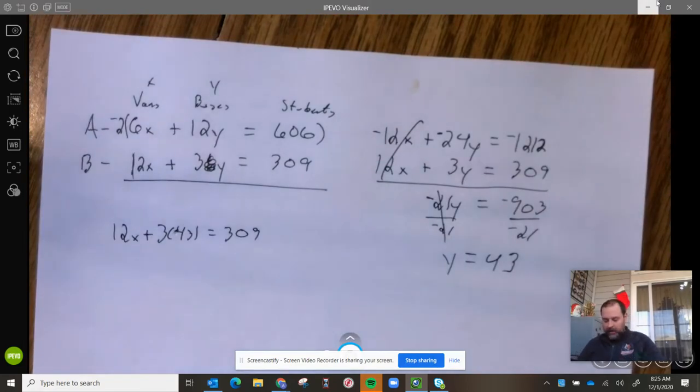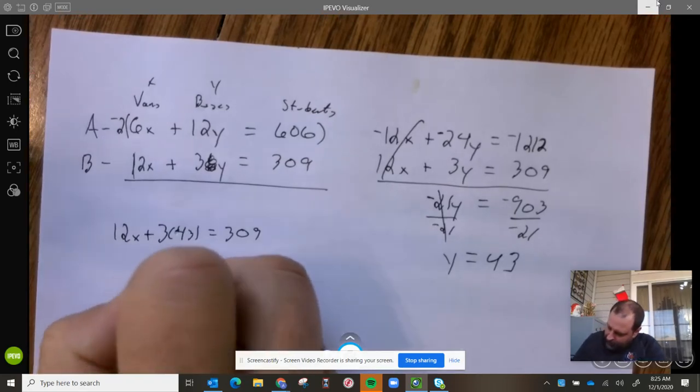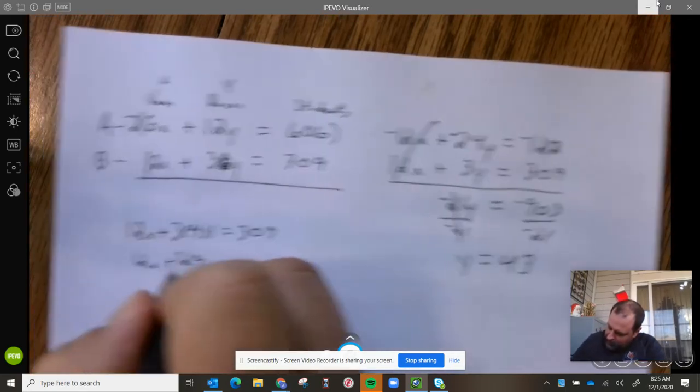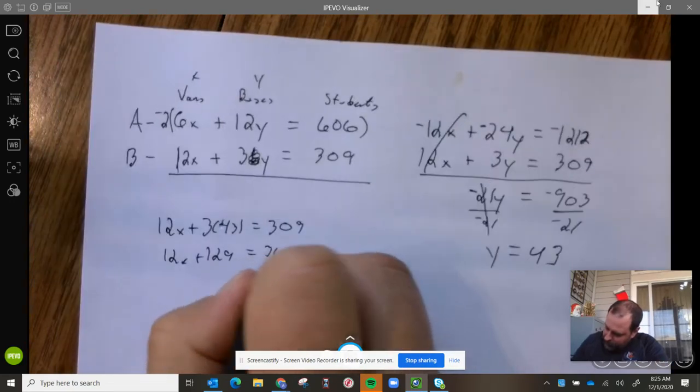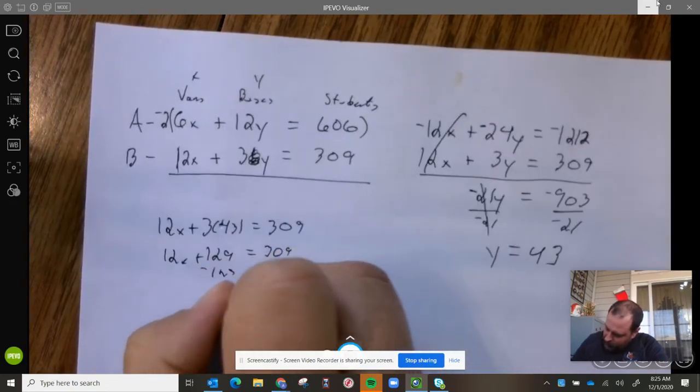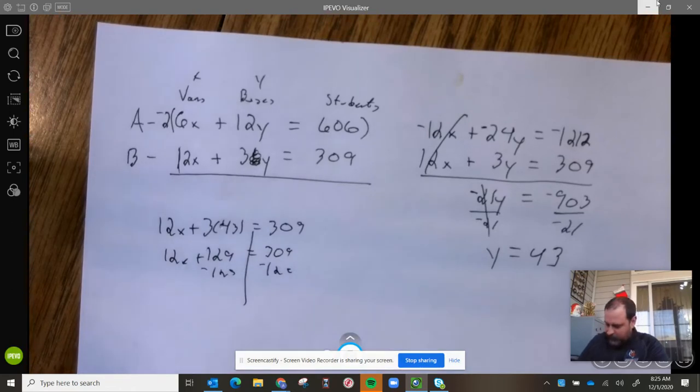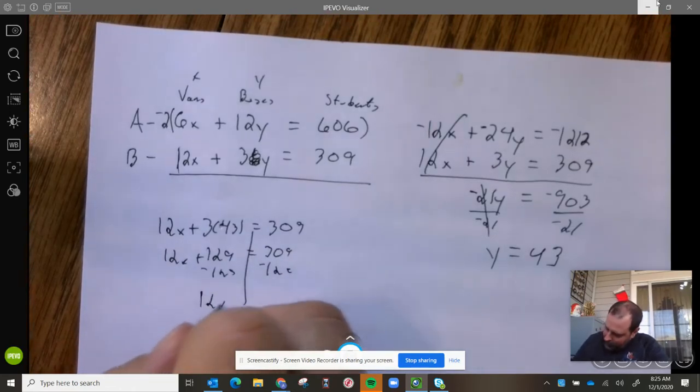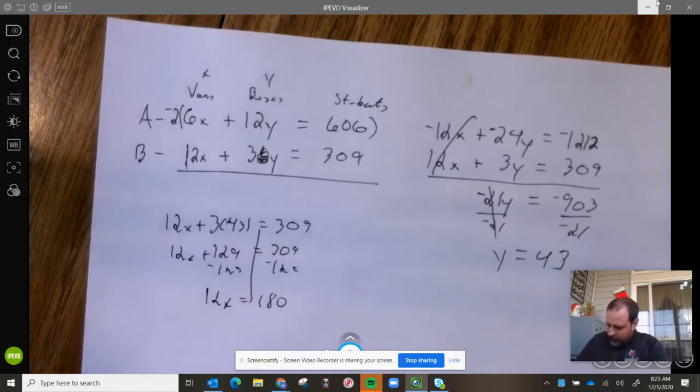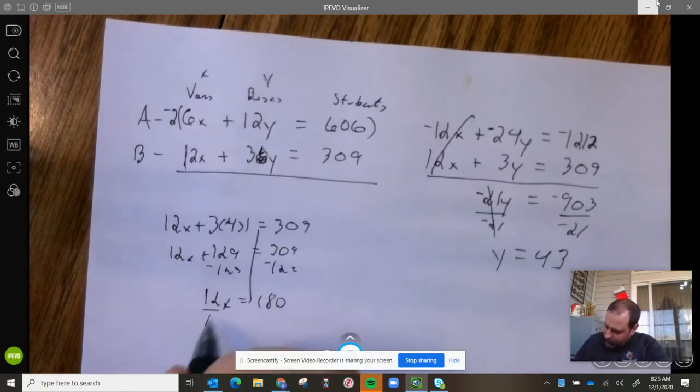So 3 times 43 gives us 129. We have 12x plus 129 equals 309. Subtract 129 from both sides. And we have 180. Divide that by 12, and we get 15.